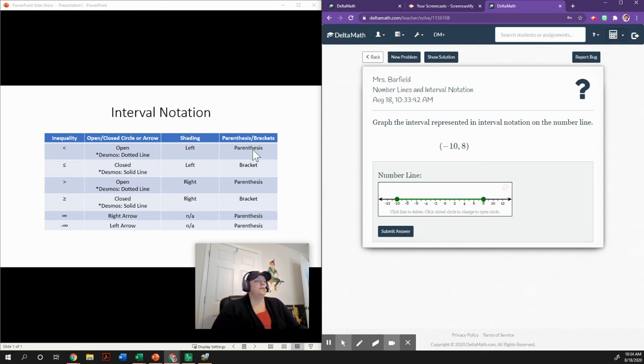So I'm going to go over here and find parentheses. Okay. And parentheses is tied to a less than. Parentheses is tied to a greater than. Okay. But it's also tied to these open circles. Okay. So I can use my table in the other direction. So I know parentheses should have an open or closed circle. All right. So I'm going to just click on those and I'll make them open.